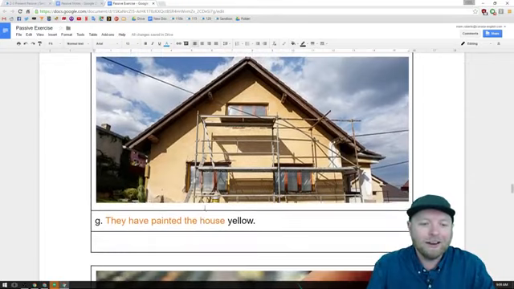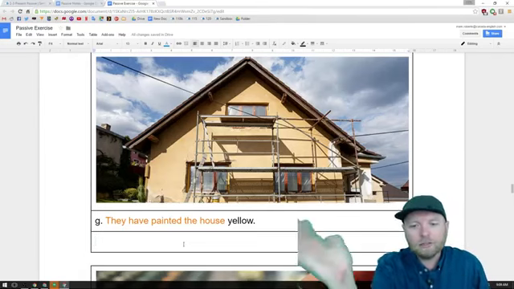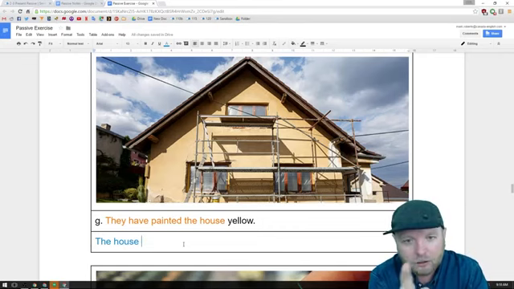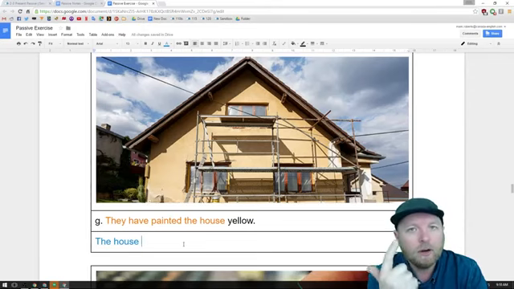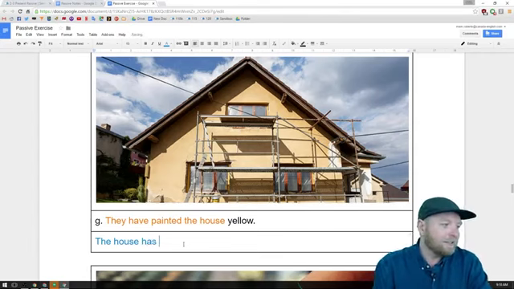One more. Okay. They have painted the house yellow. Who is they? Well, the workers. It's not important. So what do we say? The house, present perfect. Don't say had, guys. Present perfect. You need have or has. The house have or the house has? Which one? Of course, the house has.